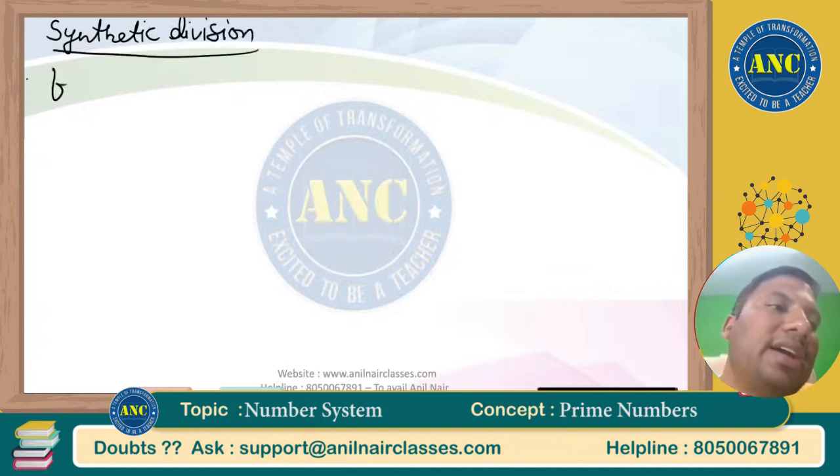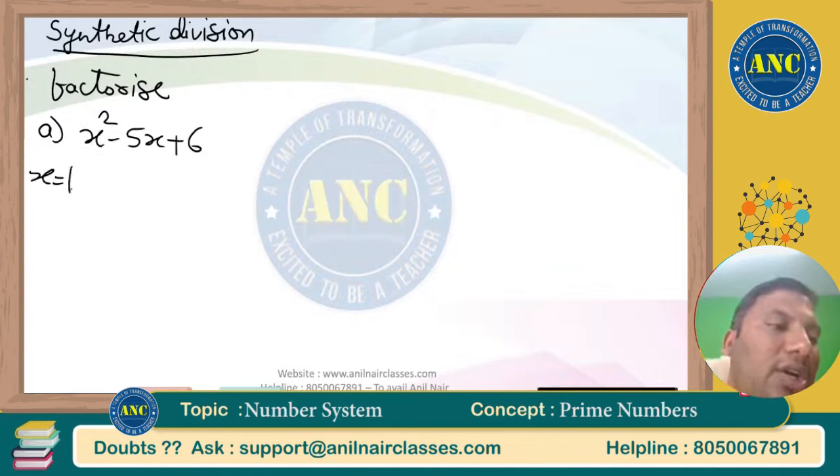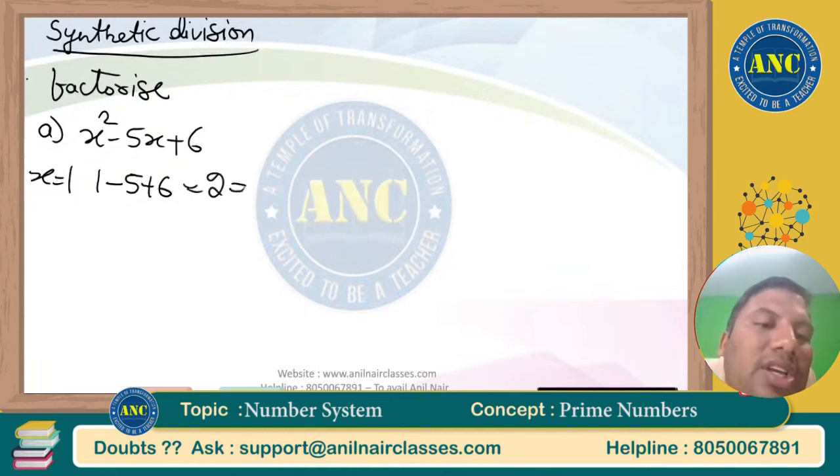First one, factorize. One by one we will solve. First one, x square minus 5x plus 6. By using synthetic division we will do it. If x equivalent to 1, 1 minus 5 plus 6, 7 minus 5, 2. 2 is not equivalent to 0. So x equivalent to 1 is not giving you 0.